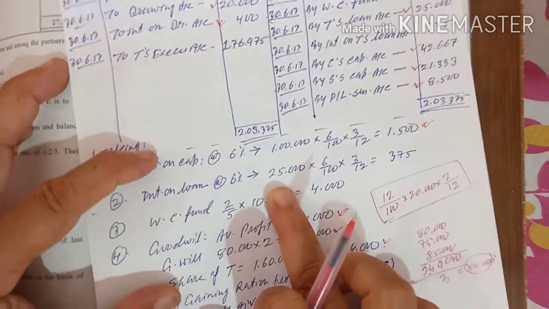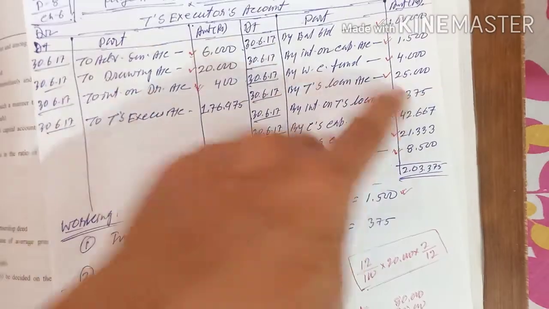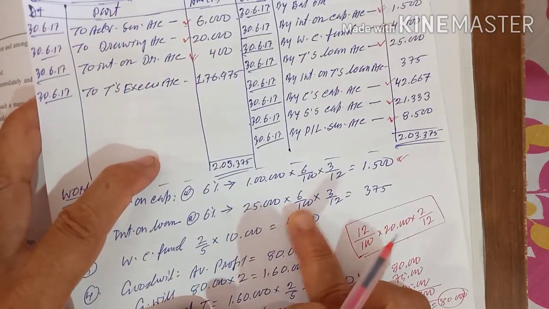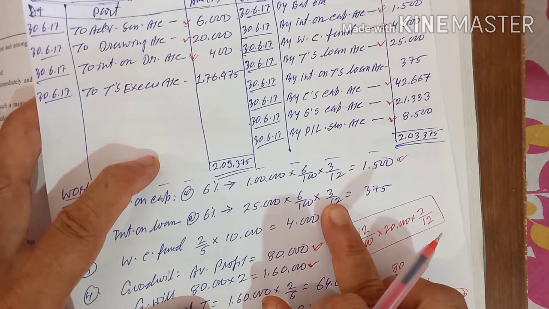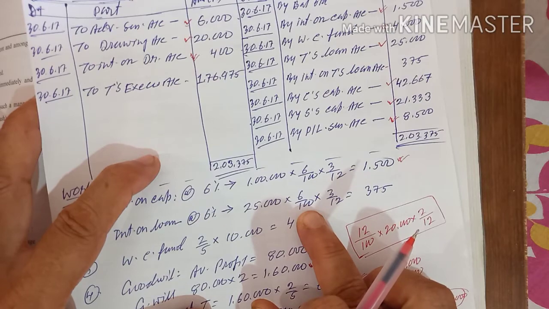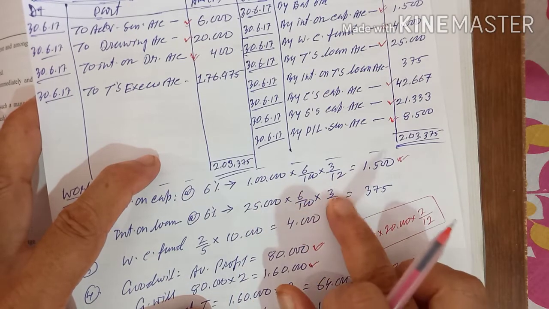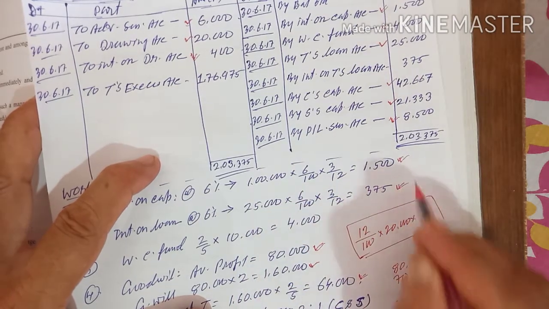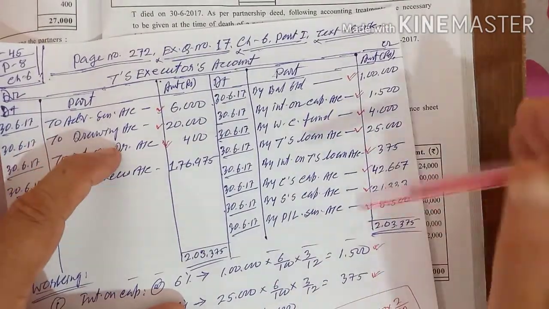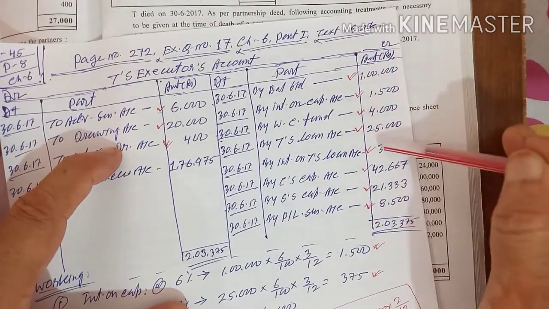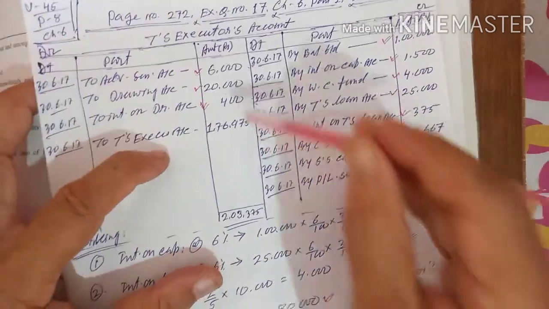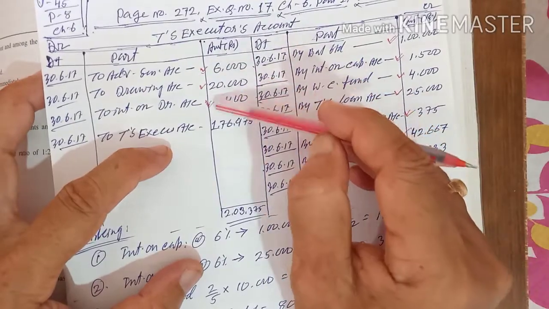How much is the loan? 25,000. So 25,000 into 6 by 100, 6% for 3 months, which comes to 375 interest on the loan. So see, 1, 2, 3, 4, 5, 6, 7, 8, everywhere I put the red.